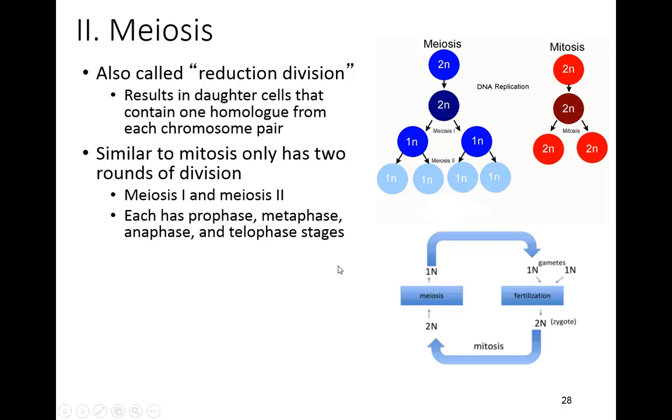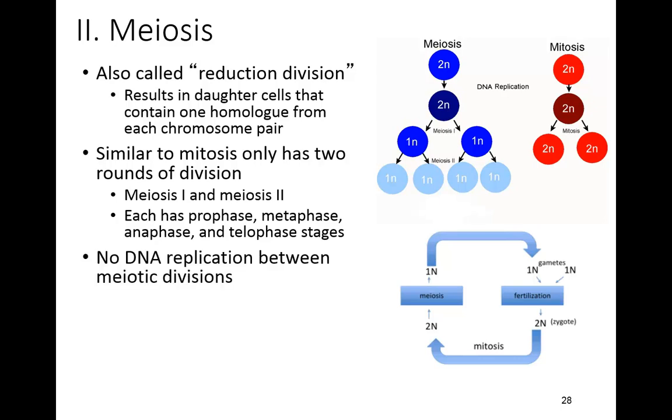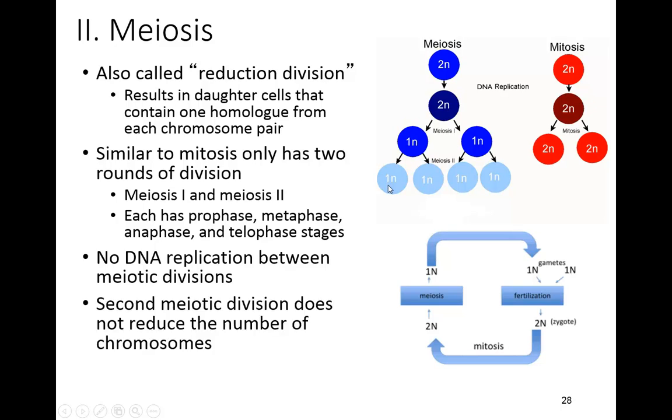Each phase, you have meiosis 1 and meiosis 2. They have prophase, metaphase, anaphase, and telophase. And if you remember the acronym PMAT, those should be easy to remember. And there's no DNA replication between meiotic divisions. So it goes through replication and then divides twice. It doesn't replicate in between. The second meiotic division does not reduce the number of chromosomes, but it splits them up by sister chromatids.